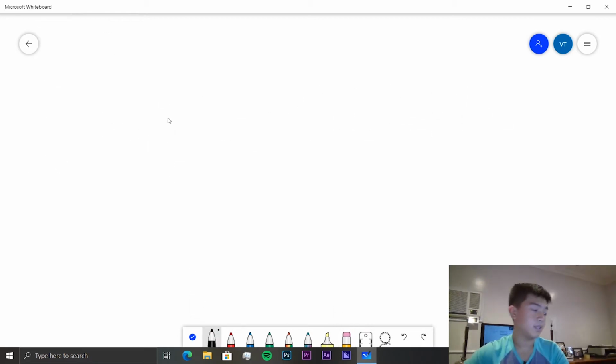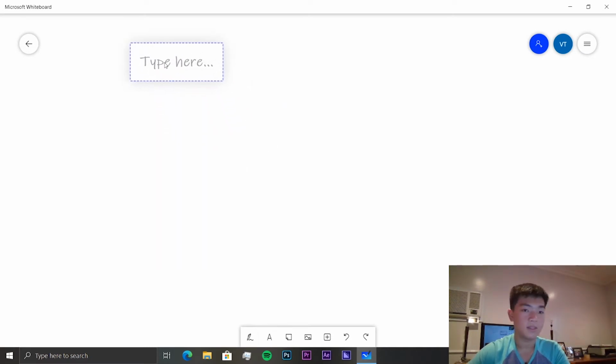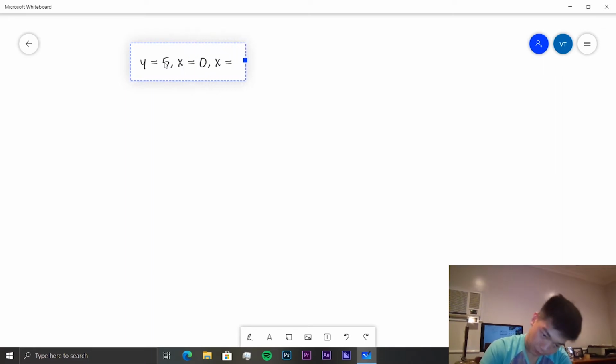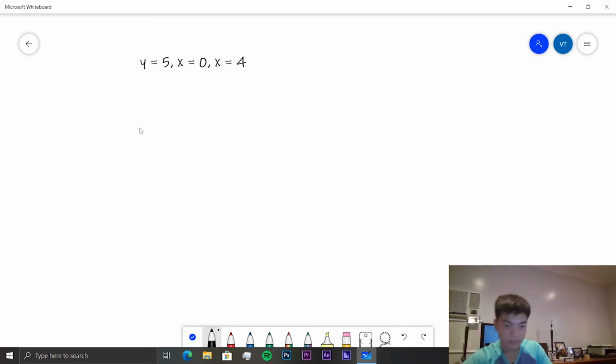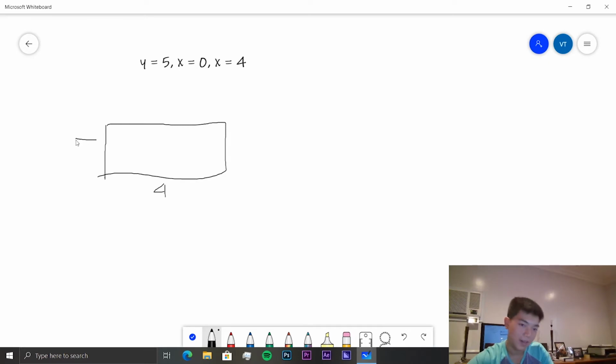So I'll be doing the odd ones. So first, integrate y is equal to 5 from x is equal to 0 to x is equal to 4. And this is a very easy integral. I mean, really, we're just getting the area of a rectangle with width 4 and height 5.